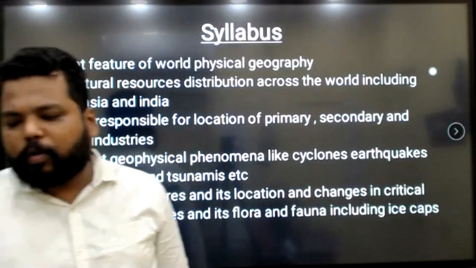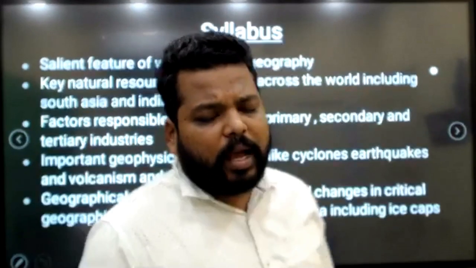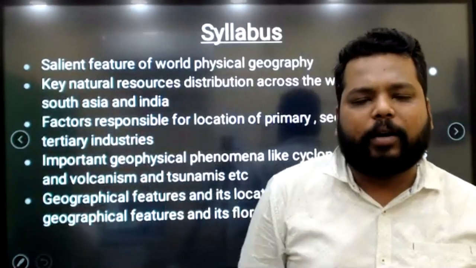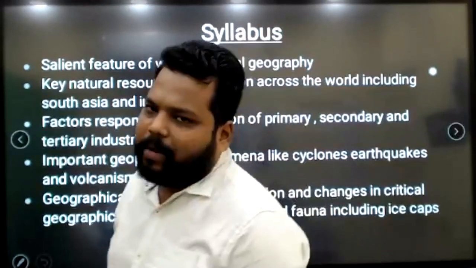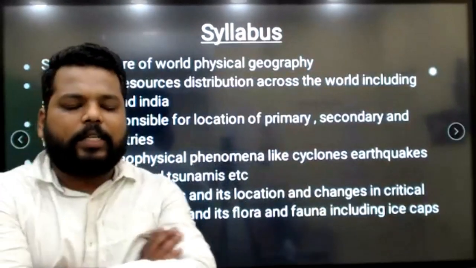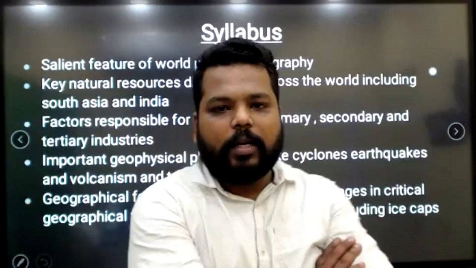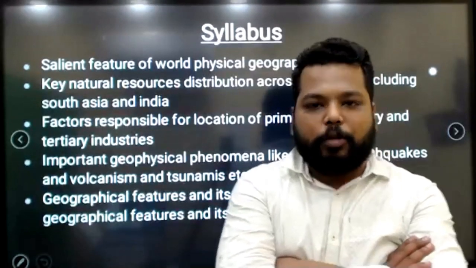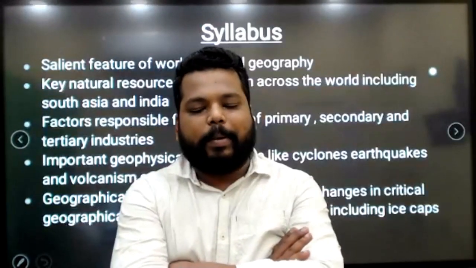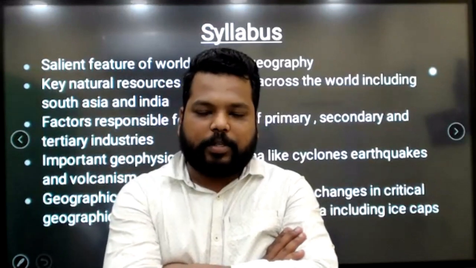Clear? So before going up with the syllabus, I'll be sharing with you the pattern of UPSC. You will be having 3 stages: one is prelims, one is mains, and one is the personality test. In prelims, you would be having 2 papers, General Studies Paper 1 and the CSAT, which is Paper 2.